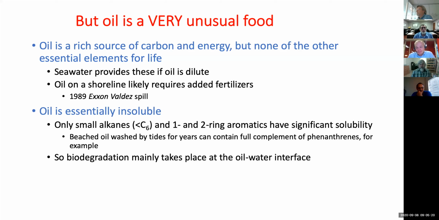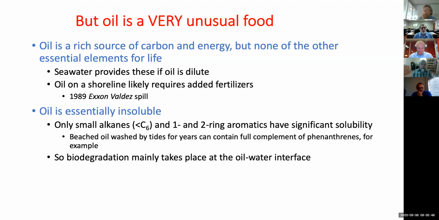You've got nitrogen, phosphorus, iron, a whole litany of elements that are essential for growth. Now, fortunately, these are all in the sea at low concentrations. So if the oil is at low concentrations, there's enough of everything and the microbes are content and consume the oil. But oil on the shoreline likely requires added fertilizers because there's so much oil. It's a whole different ball game. That was what happened in the Valdez spill, but we won't talk about that very much today.